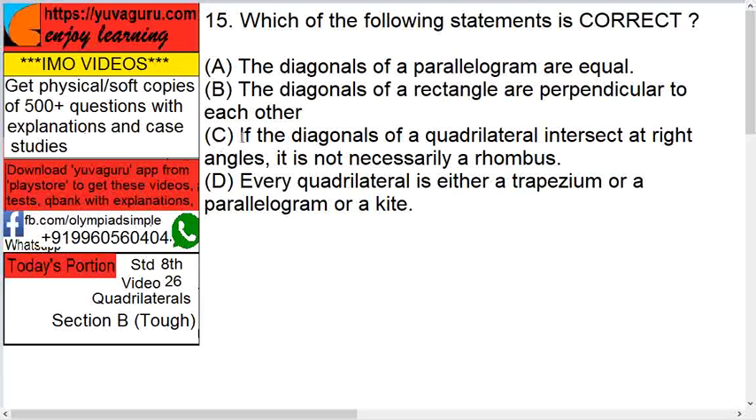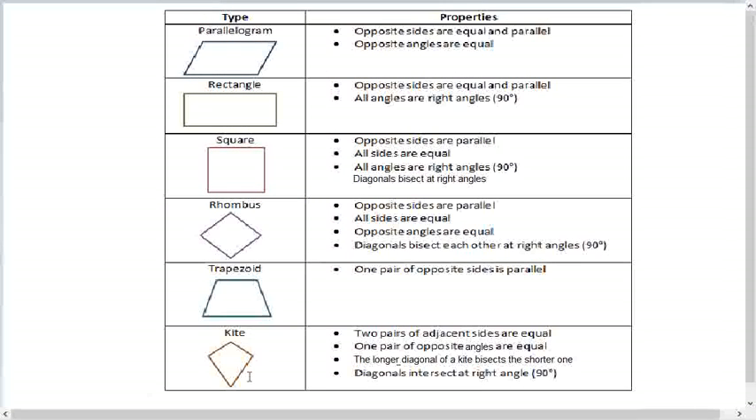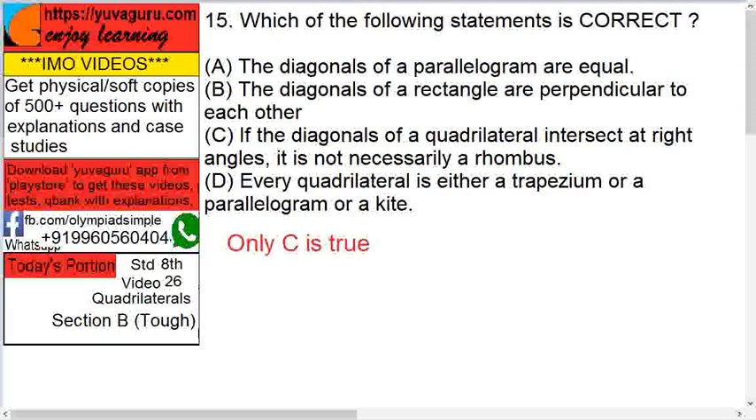In the exam, once you get C, you need not check D. But here I am giving it to you. Every quadrilateral is either a trapezium or a parallelogram or a kite. Is it so? There are 6 quadrilaterals which we know and which we study. But there can be an infinite number of quadrilaterals. There are convex quadrilaterals, there are concave quadrilaterals, there are many names. So this statement is false. So only C is true.